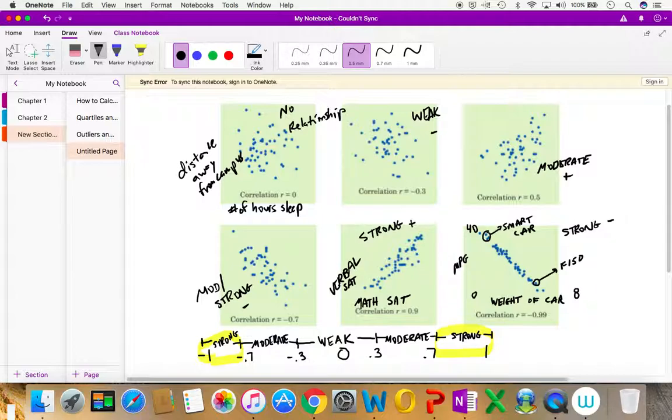Okay, and that's the basics of correlation. In the next video, I'm going to show you how to calculate the R value, and I'm also going to show you how to create a line of best fit and then use a regression to predict observations moving forward.